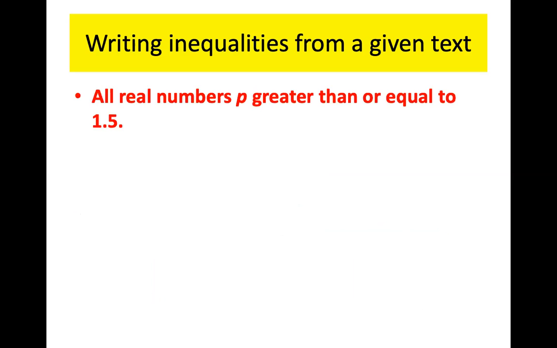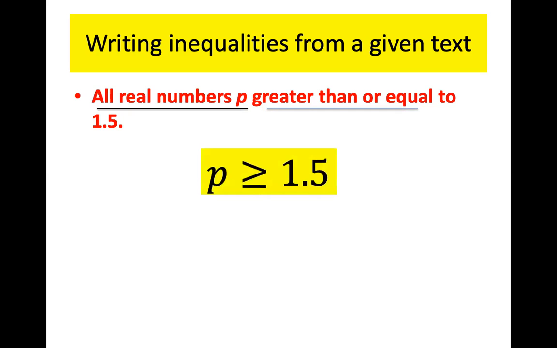All right. All real numbers p greater than or equal to 1.5. What do I write? P greater than or equal to 1.5. That one's not too challenging, right? P greater than or equal to 1.5. The second one is the more challenging. It says sum and it says less than.